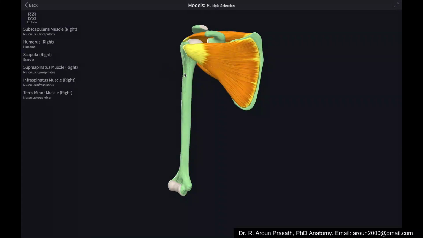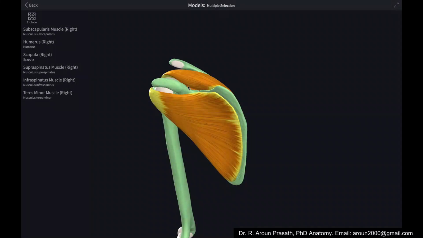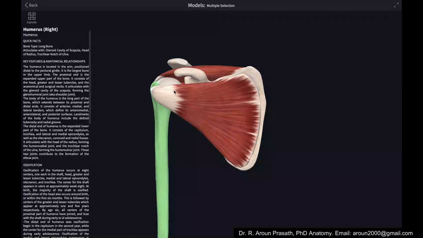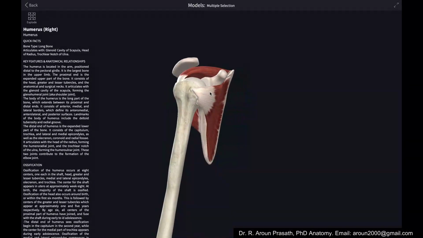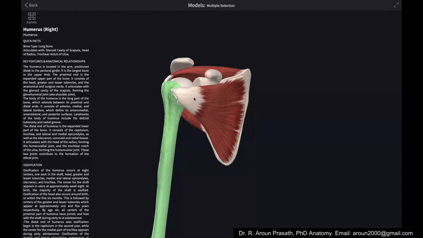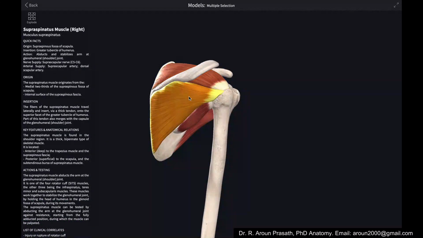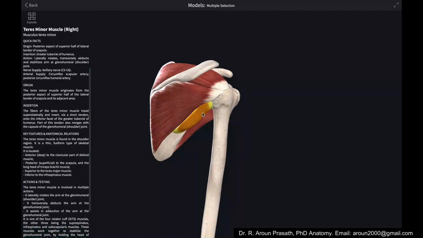Okay, what you see here is the scapula and this is the humerus. These four small muscles are the subscapularis, supraspinatus, infraspinatus and teres minor. These four muscles are called the rotator cuff muscles.